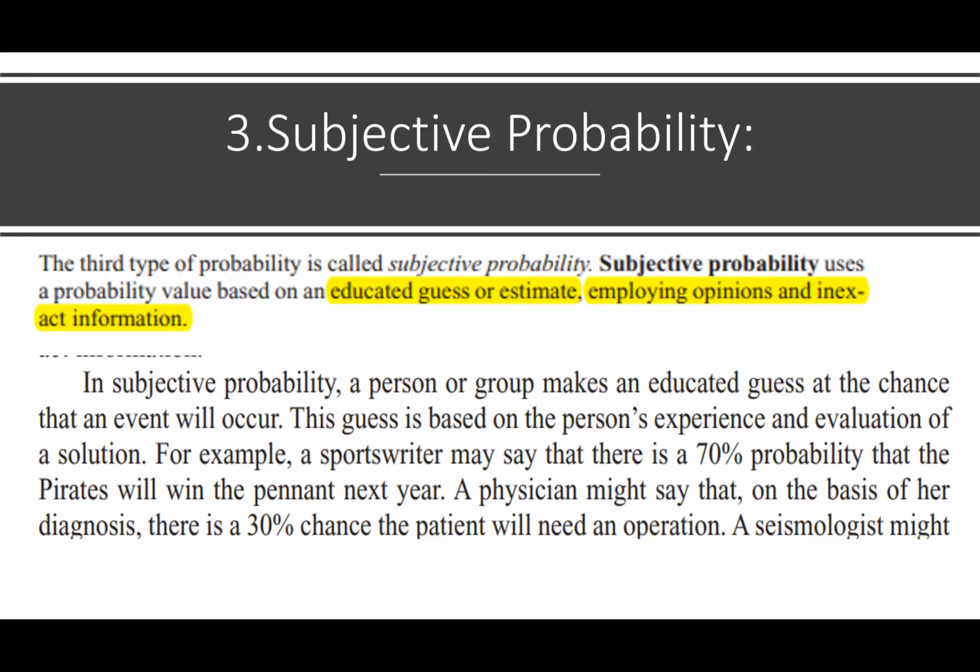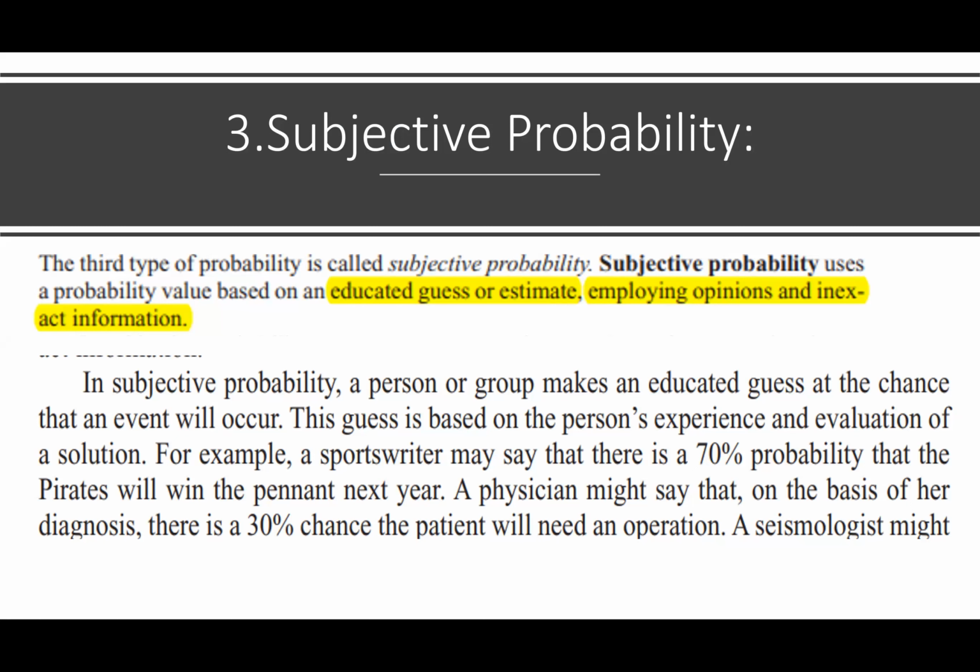Subjective probability. The third type of probability is called subjective probability, and it uses a probability based on an educated guess or estimate, employing opinions and inexact information. In subjective probability, a person or group makes an educated guess at the chance that an event will occur. This guess is totally based on the person's experience and evaluation of the situation.